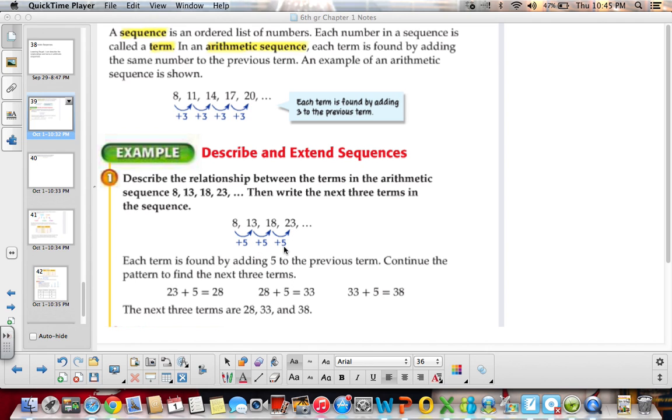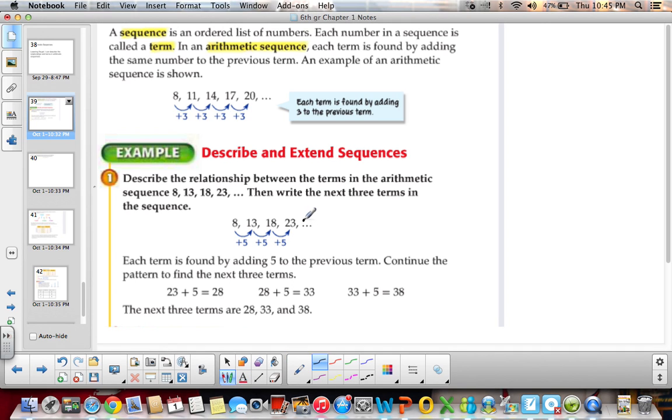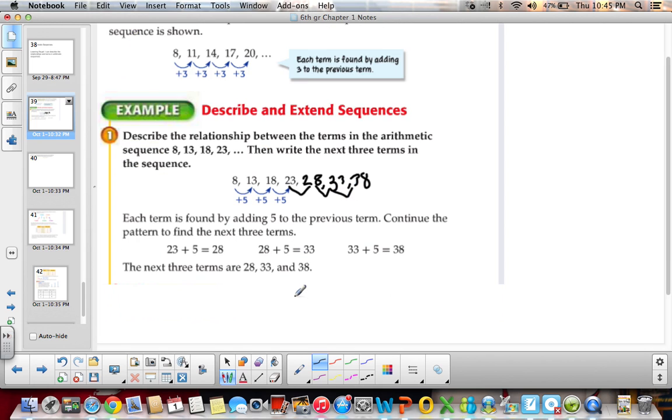Continue the pattern, so we want to see what our next 3 terms are going to be. So we add 5. 23 plus 5 is 28. Then we're going to add 5 again to get 33, and then 5 again to get 38. If you want to write that all in a sequence, we can add that on. So we have 28, 33, and then we can see, yep, 23 to 28 is plus 5, plus 5, plus 5.